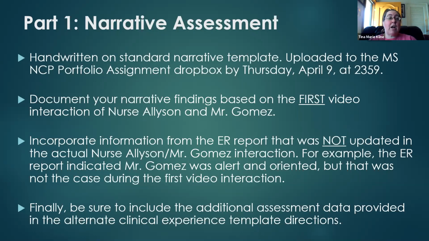Now, it doesn't cover everything. If there's not updated information on a specific area of the narrative in that first video, you pull information from the ER report. For example, she does not repeat his temperature, so you can use the temperature and the blood pressure from that ER report, okay? In the alternate clinical experience template directions, there is a paragraph that contains additional assessment data. You want to make sure you include that because it hits the other body systems you're going to need to include in your narrative.